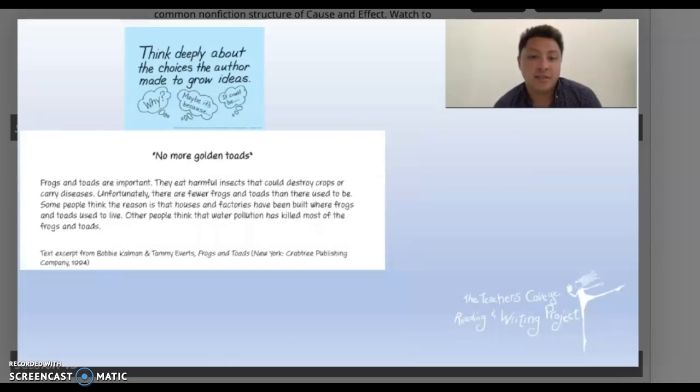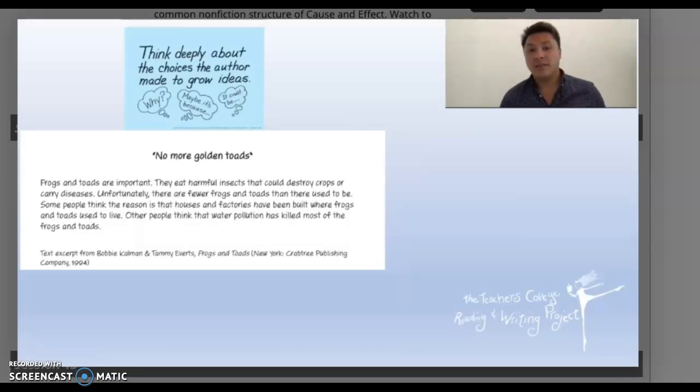They eat harmful insects that could destroy crops or carry diseases. Unfortunately, there are fewer frogs and toads than there used to be. Some people think the reason is that houses and factories have been built where frogs and toads used to live. Other people think that water pollution has killed most of the frogs and toads.